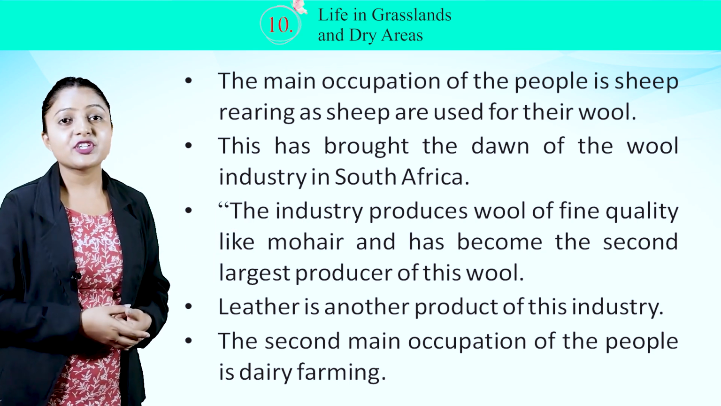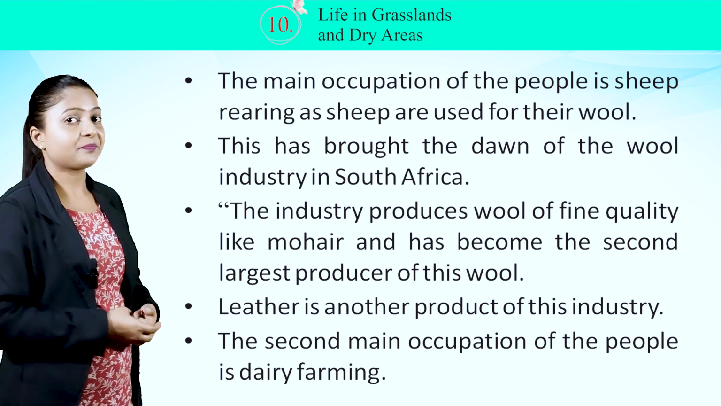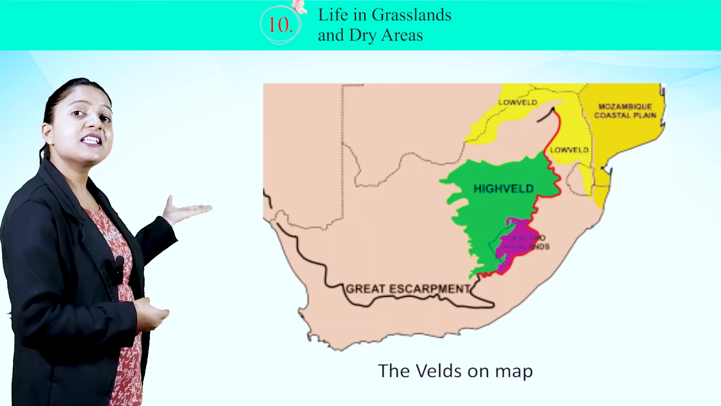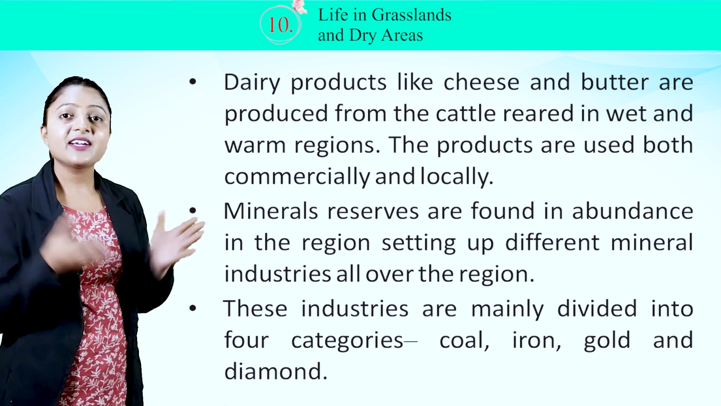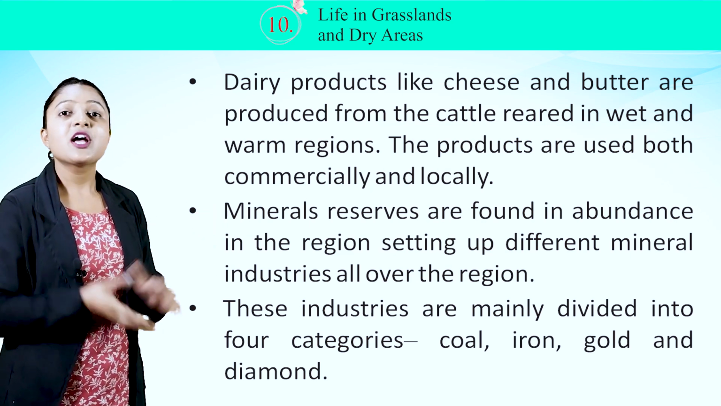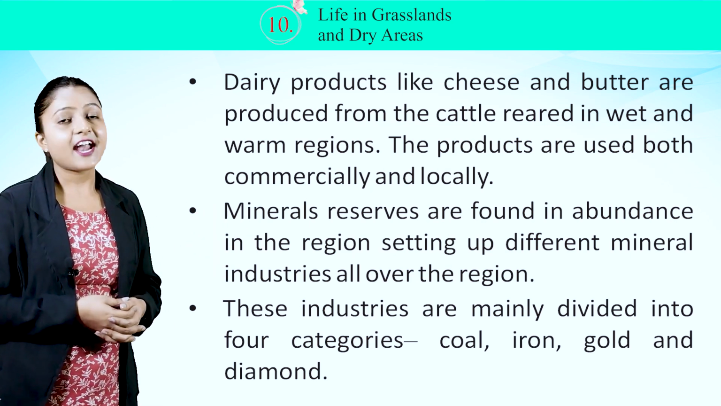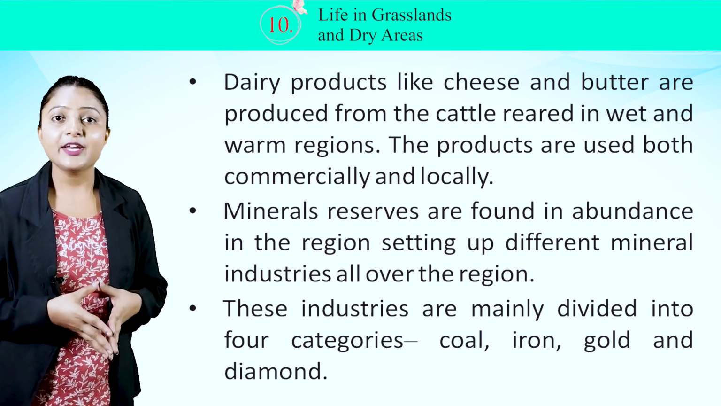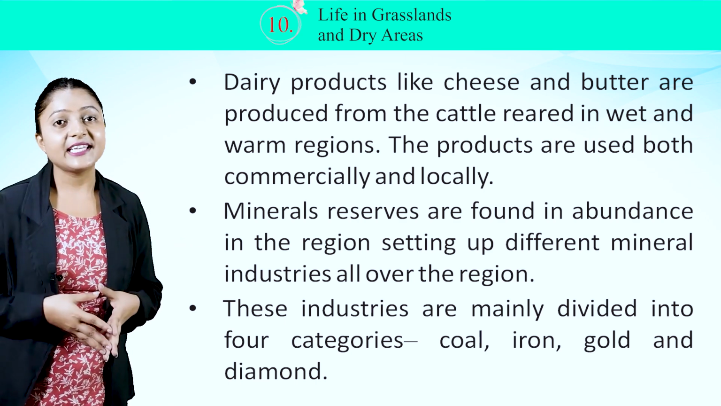The second main occupation of the people is dairy farming. In this image, you can see the velds on map. Dairy products like cheese and butter are produced from the cattle reared in wet and warm regions. The products are used both commercially and locally.